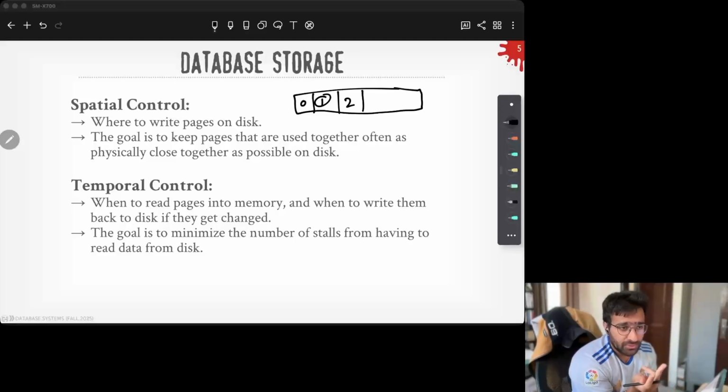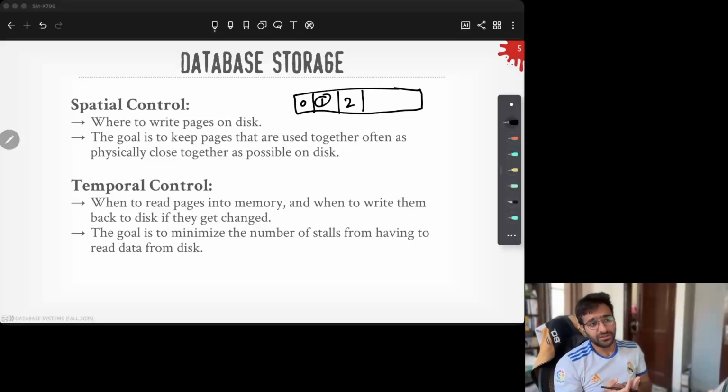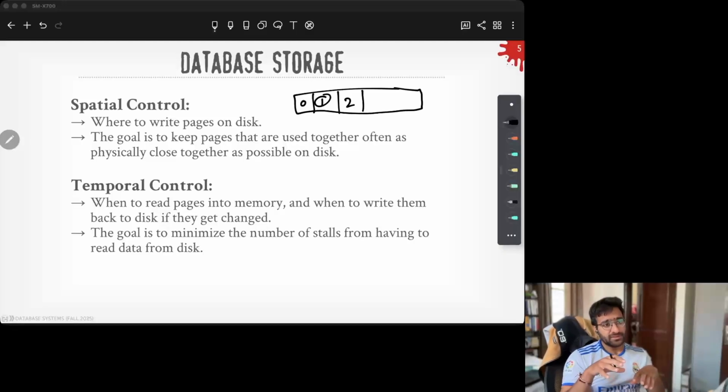So there are two types of controls in the buffer pool. The storage manager can be aware of the spatial control, that pages lying close to each other can be fetched together, even if you have not requested them. Let's say you have just requested page one, but the storage manager knows that your heap files are just unorganized files, so it can fetch pages two and three for you, which might be helpful or it might not be, depending on what your query is doing.